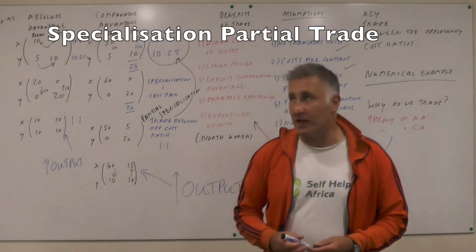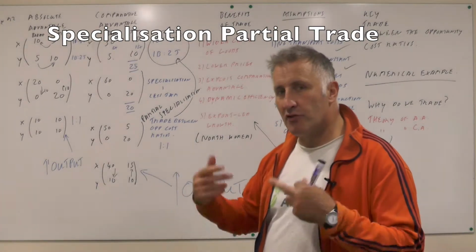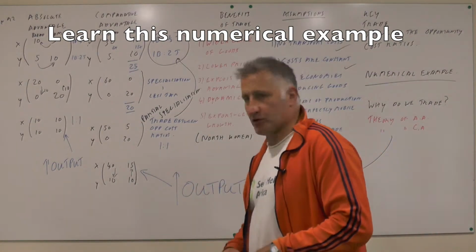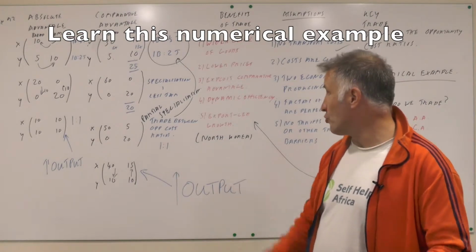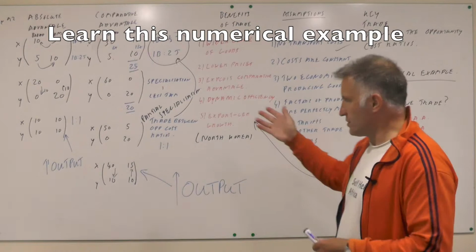We end up with 40, 15, 10, 10. Now clearly, once again, we have proven that through trade there is a rise in output. And that's the whole purpose of the theory, to show that trade is good because we can produce more goods. But we know that anyway. So not technically, that is the technical part.